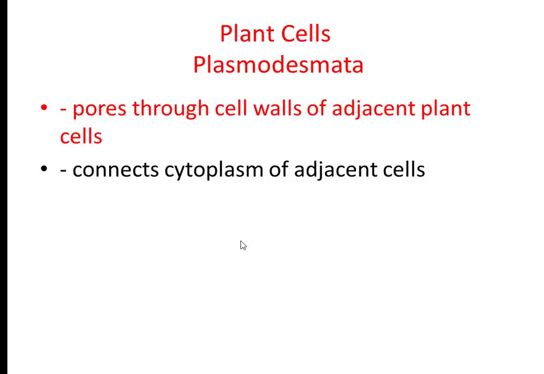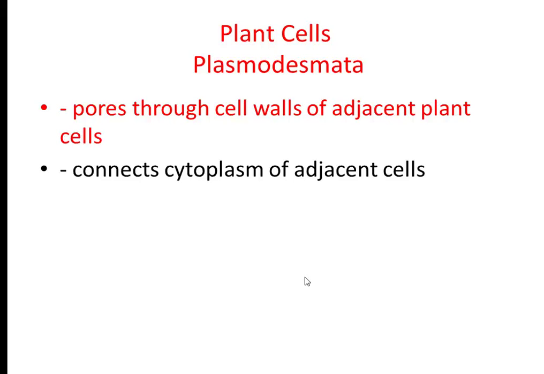Okay. Now let's move from animal cells to the plant cells. Notice again, this is in red. Who knows, you might see this again, maybe on Friday. So dealing with the plant cells, we have what's called plasmodesmata. And this is sort of the plant version of the gap junction.